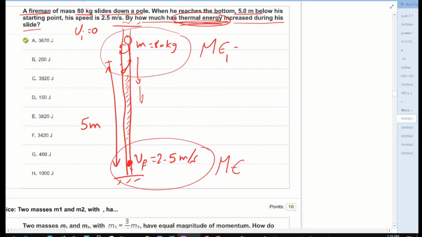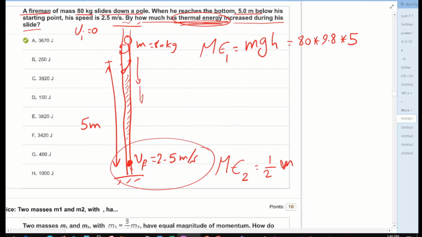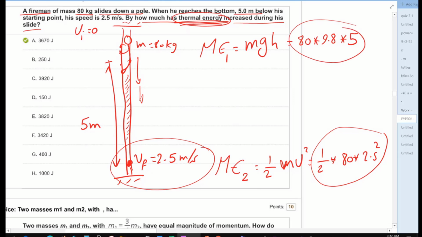So what is the mechanical energy at the beginning? It's mgh, because he has 0 speed. He starts the slide. So his mass is 80 times gravity times height, which is 5 meters. What is the mechanical energy at the end? It's kinetic, half mv squared. So half times his mass 80 times 2.5 squared. So now I know the mechanical energy at the end and the mechanical energy at the beginning.